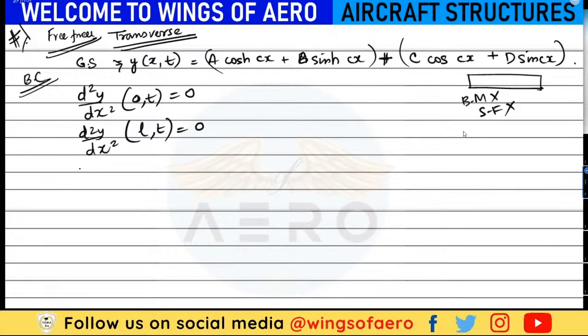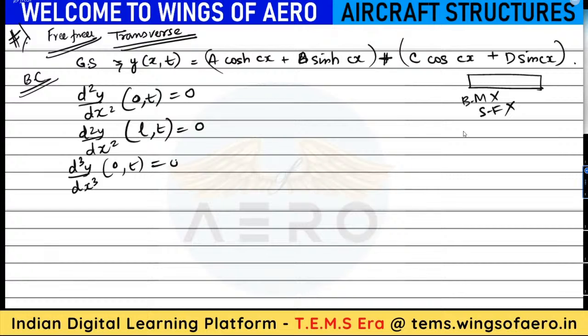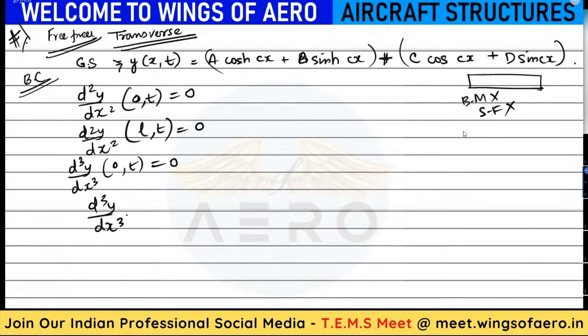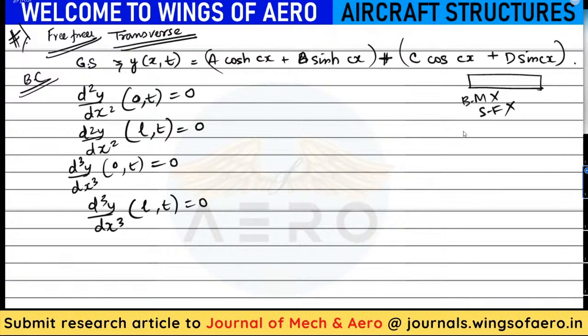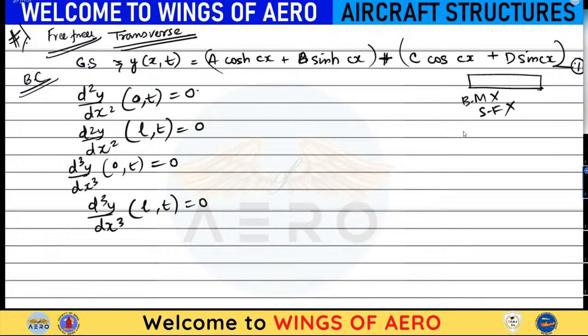Now next comes shear force. Shear force means d cube y by dx cube. At the point x equal to 0, it's going to be 0. Now d cube y by dx cube at the point x equal to length is going to be 0. Now first, what you're going to do is, this is the first equation, you need to differentiate equation 1 twice.